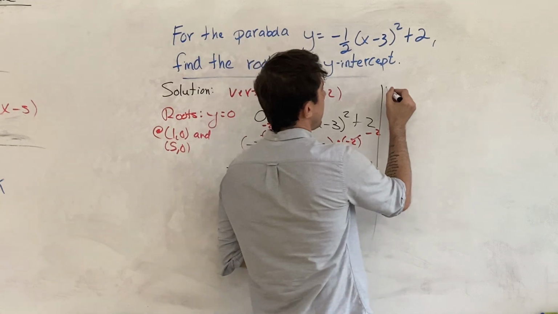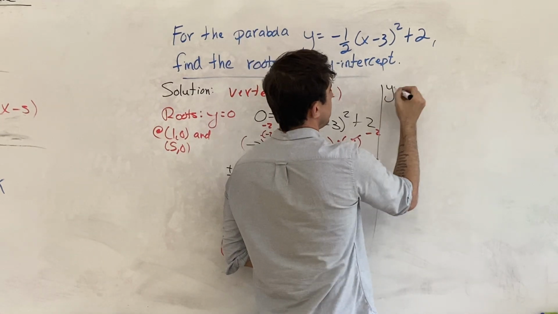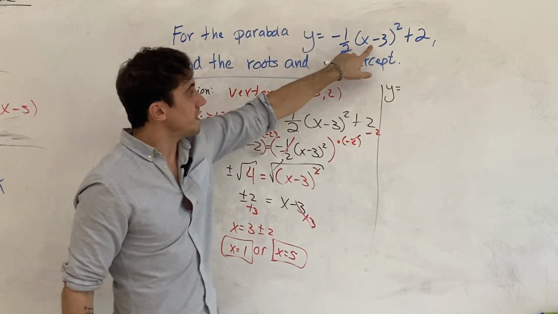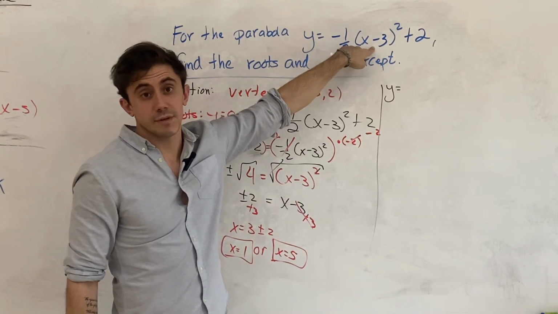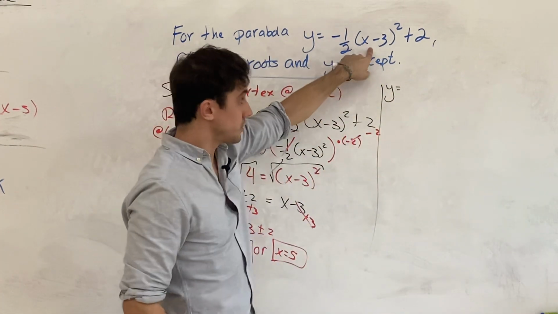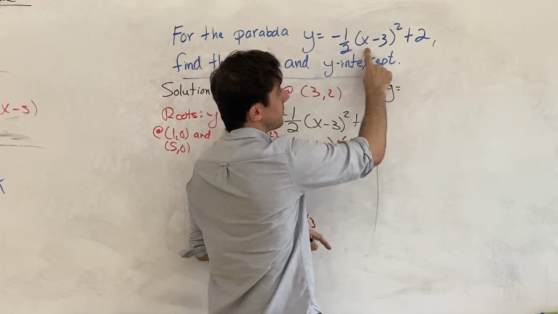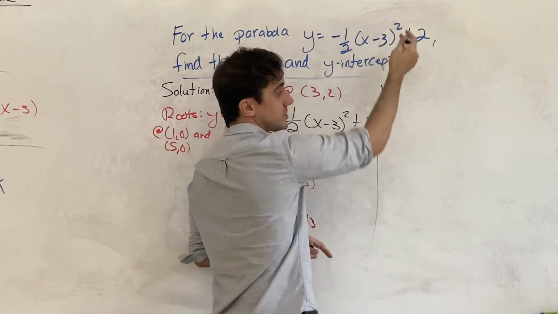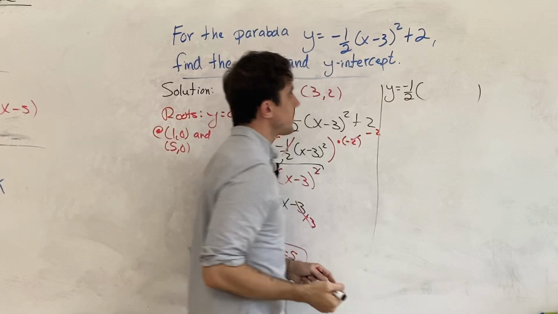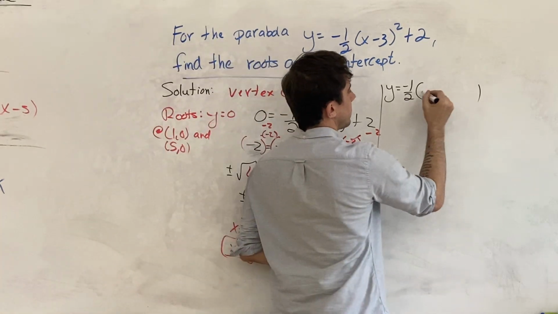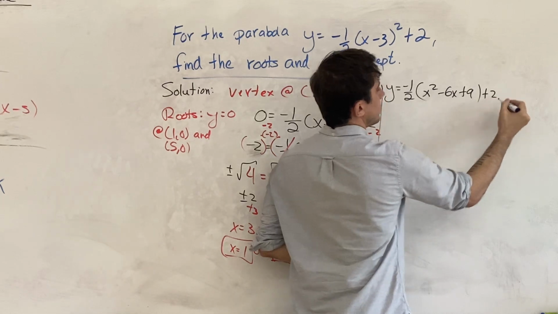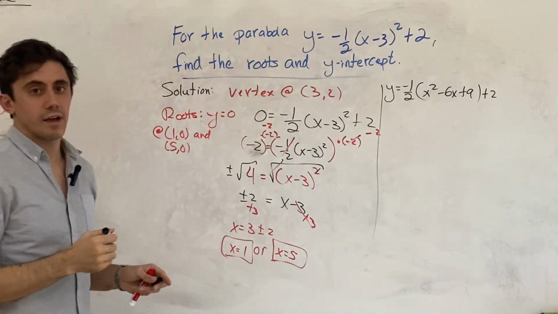So if we have y equals negative 1/2 times (x minus 3) squared plus 2, we can start by expanding the (x minus 3) squared. I'll remind you, (x minus 3) squared means (x minus 3) times itself. And so the result of (x minus 3) squared is going to be, and you can do this on your own as an exercise, x squared minus 6x plus 9. And then we still have the plus 2 hanging around at the end.